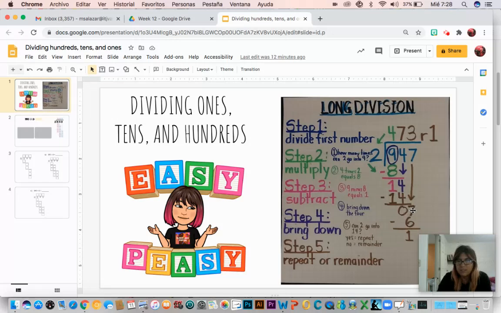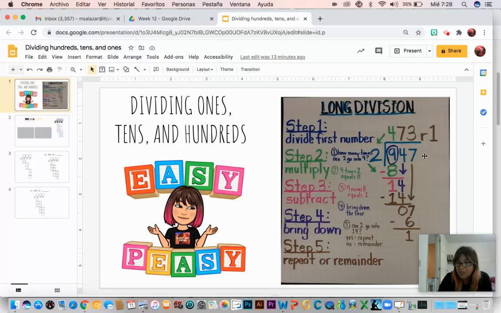Bring down the 7 and we repeat, okay? How many times can I put the 2 inside the 7 without passing the 7? Or let's do it just multiplying 3 times 2, 6. The answer goes down, repeat, subtract, 7 minus 6, 1.